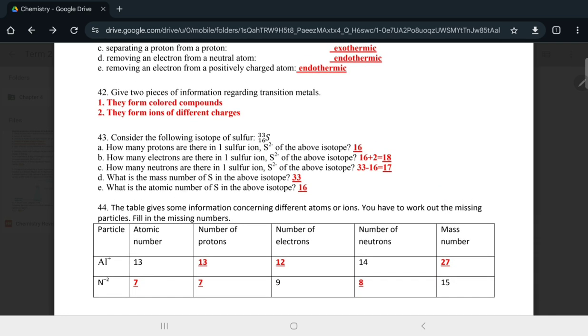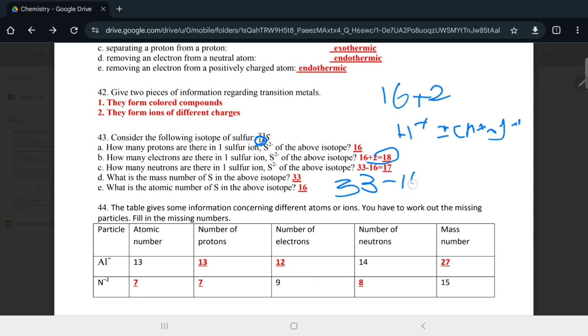Consider the following isotope of sulfur. How many protons are there in the sulfur atom? There's 16. How many electrons? It's going to be the protons plus minus the charge. So it's going to be 16 plus, since the charge is negative, you're going to do plus 2, which will get you 18 as the electrons. Neutrons is going to be the mass number minus the atomic number. So 33 minus 16, which is 17. And the mass number is just the number on the top, and the atomic number is the number at the bottom.